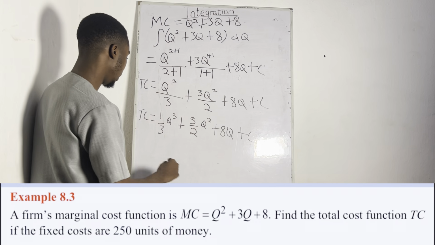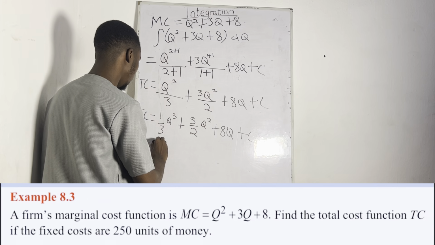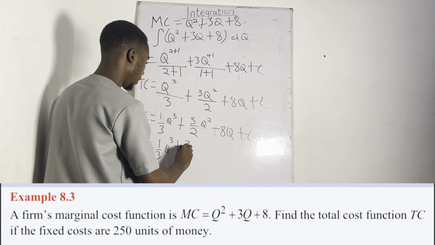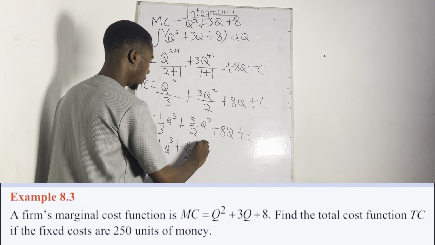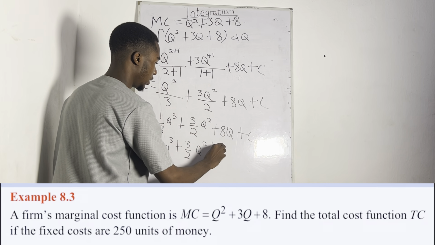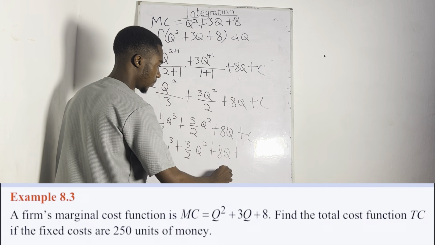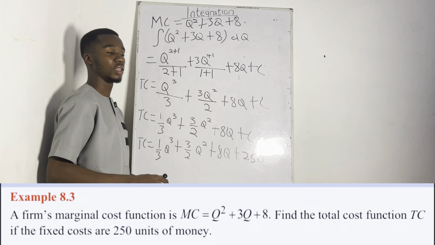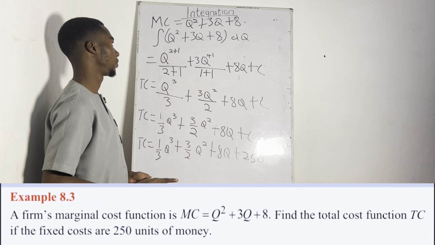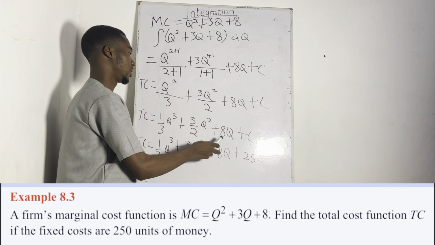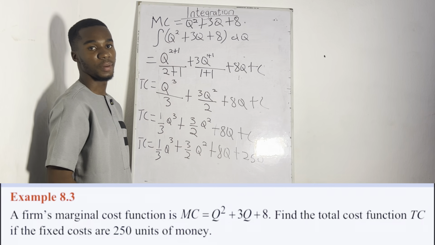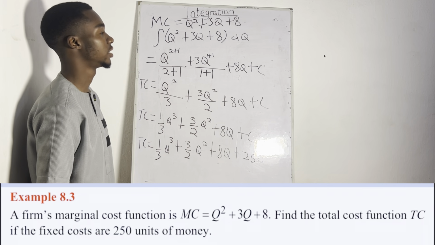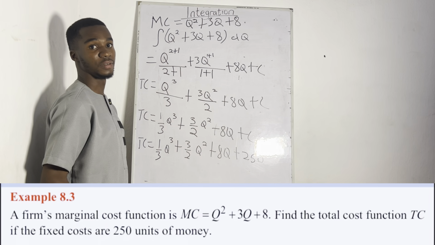So our final answer becomes, our total cost becomes 1 over 3 K cubed plus 3 over 2 K squared plus 8K, plus 250, which is our phase units of money. So in case you are given a question, just put this in mind. You just integrate it. Whatever you get, then your C becomes the fixed amount in the question. You get it? All right. So this is an example of applications of integration under indefinite integral.